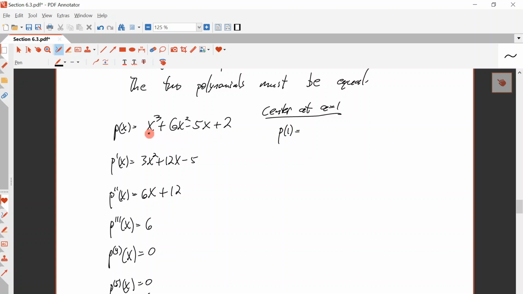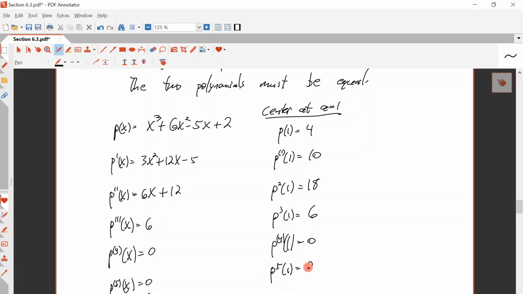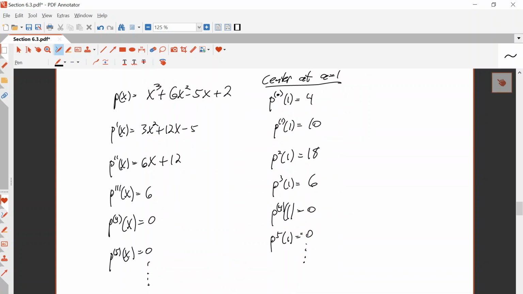P of 1 is 7 plus 2 is 9 minus 5 is 4. P prime of 1 is 10. P double prime of 1 is 18. P triple prime of 1 is 6. The fourth derivative of 1 is 0. And the fifth derivative of 1 is 0, and so on and so forth. All right, so we've got those derivatives.